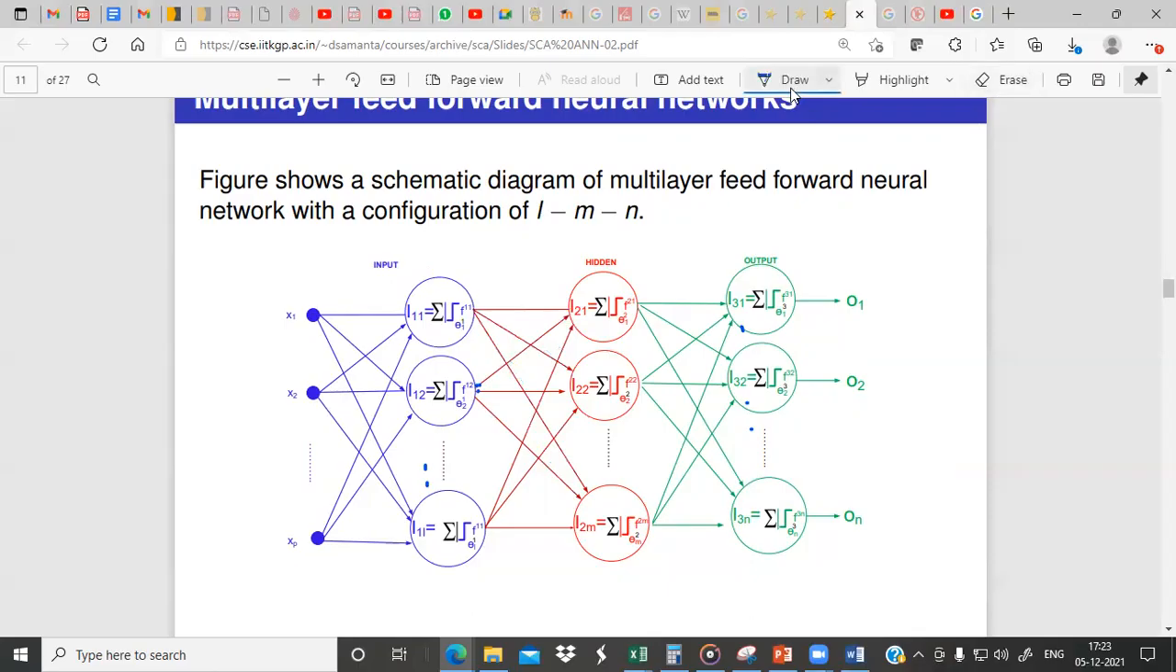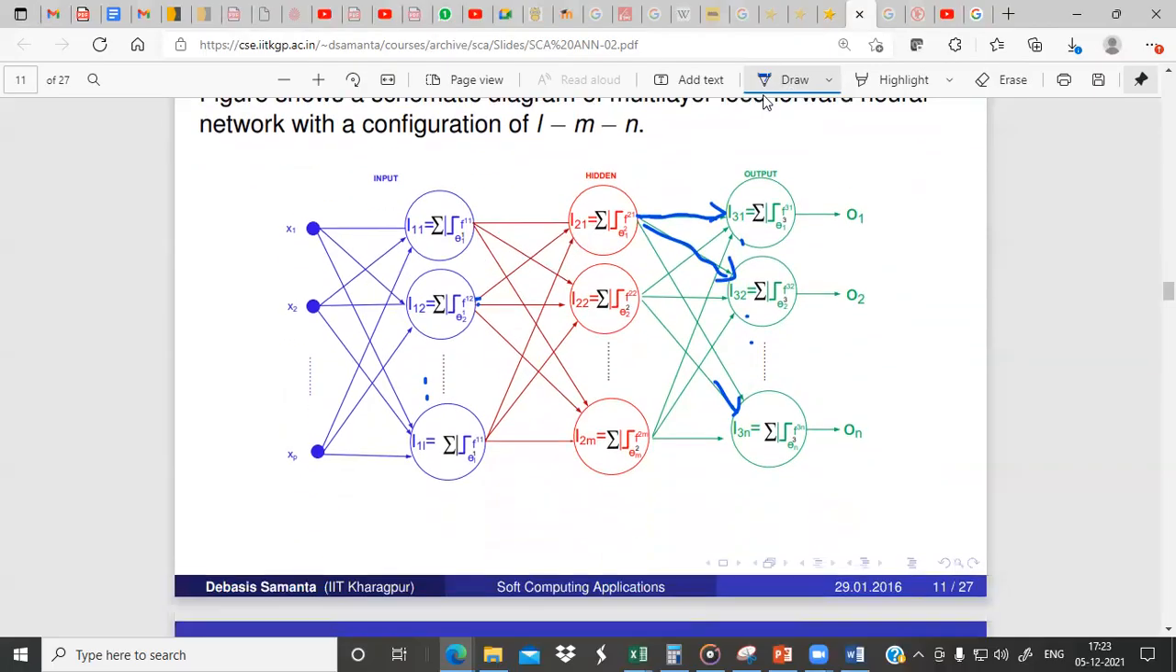The same thing is now applicable for the hidden layer also. The output from the first neuron of the hidden layer will go as an input for all the neurons of the output layer. It goes as the input for the first neuron of the output layer, second neuron, third neuron, so on and so forth up to the nth neuron. Similarly, the output from the second neuron of the hidden layer also goes as an input to the first neuron, second neuron, and nth neuron of the output layer, so on and so forth, right? And finally, the output from the output layer are the outputs. These are the actual outputs, okay?